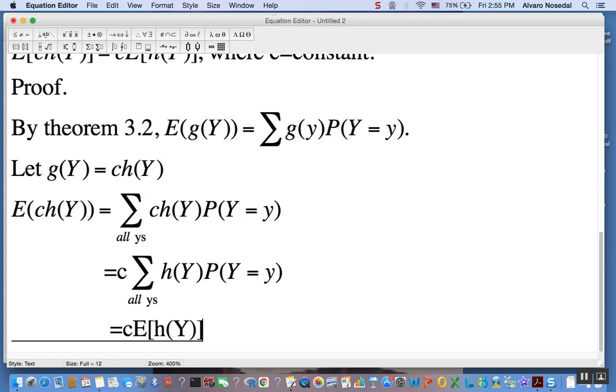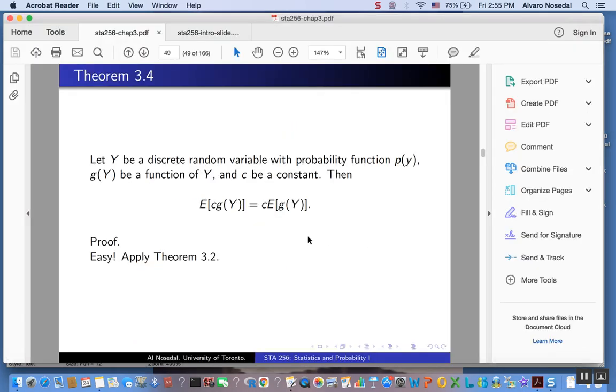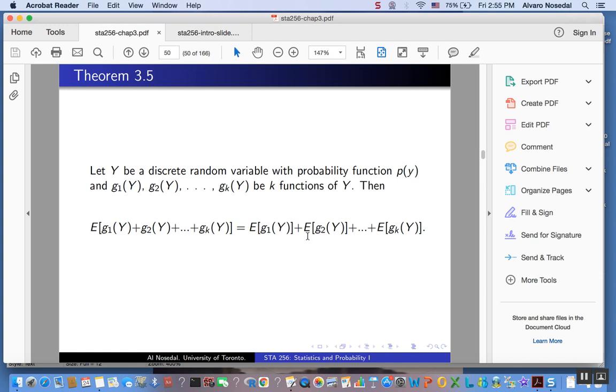So we are done. Bottom line, what I want you to remember is that if you want the expected value of a constant times a transformation of y, then that is going to be the same as the constant times the expected value of that transformation you are interested in. Make sense? Okay, so easy. We are done with that second result. Let me show you another one that is going to be useful.